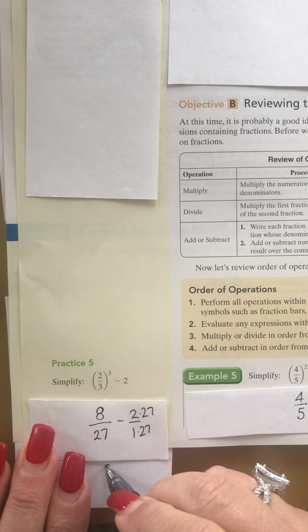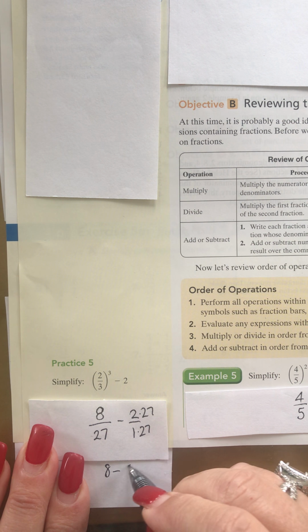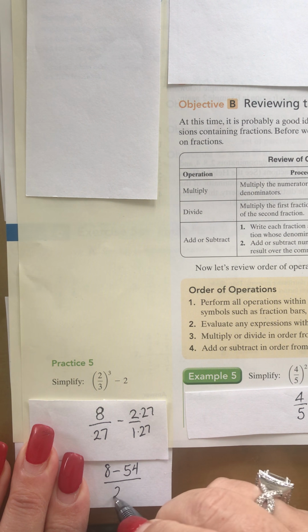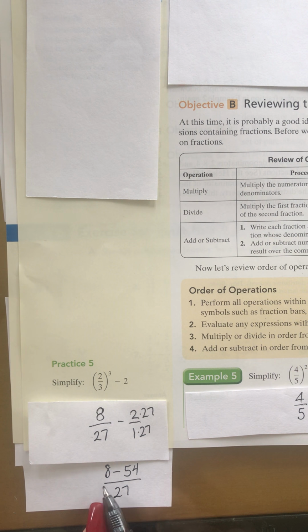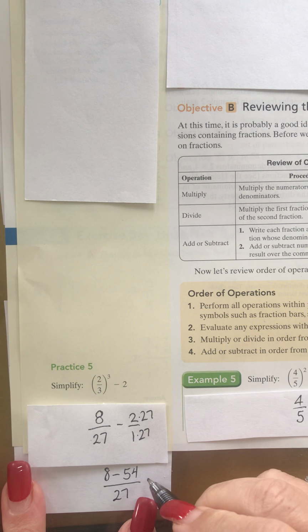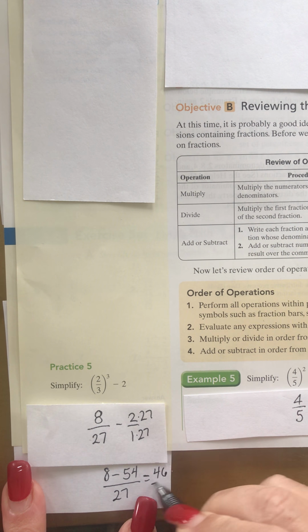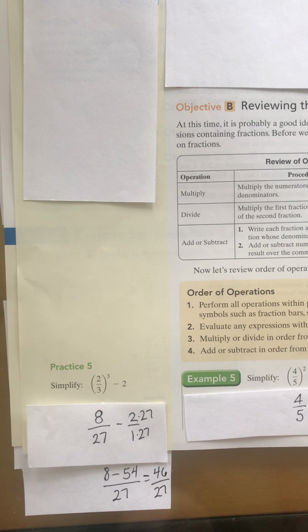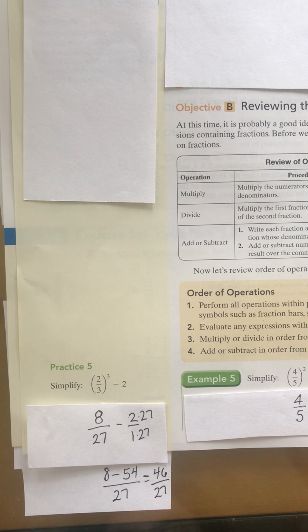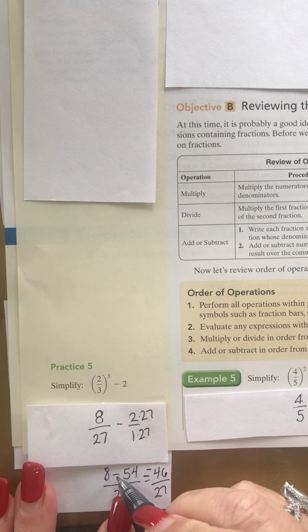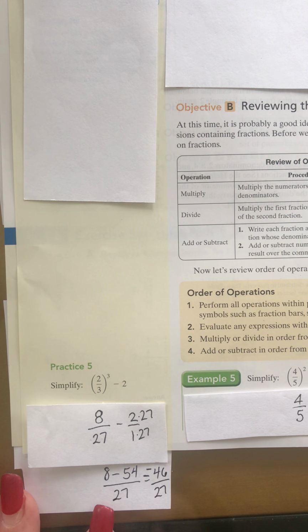So it's 8 minus, this is 54 over 27. And 8 minus 54 is 46 over 27. And this will be a negative because 8 minus 54 is negative 46.